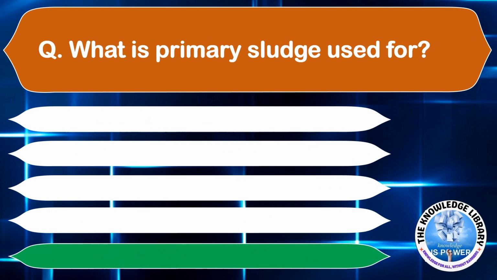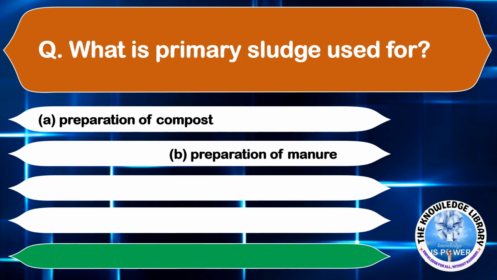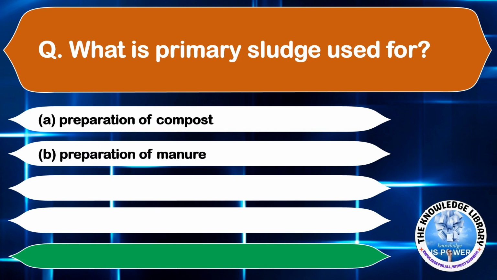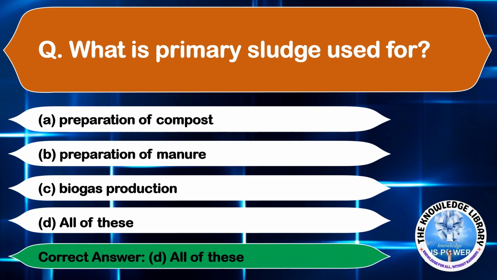What is primary sludge used for? Option A, preparation of compost. Option B, preparation of manure. Option C, biogas production. And option D, all of these. The correct answer is option D, all of these. Moving on to the next question.